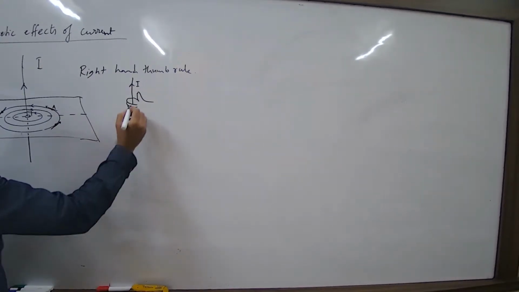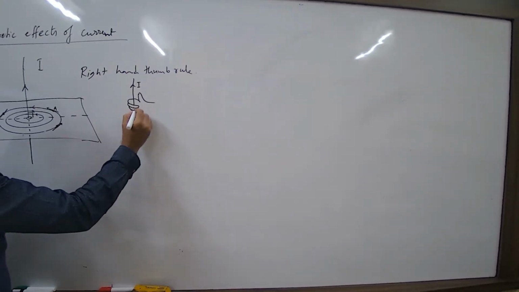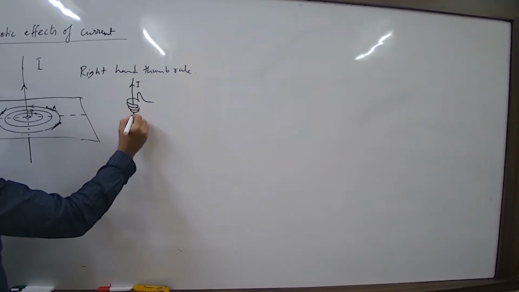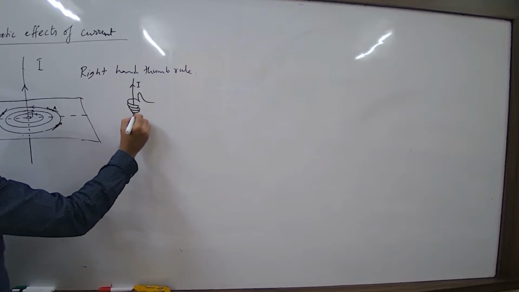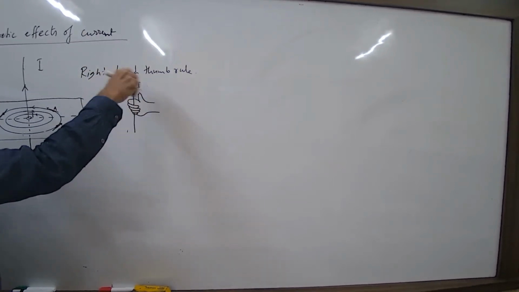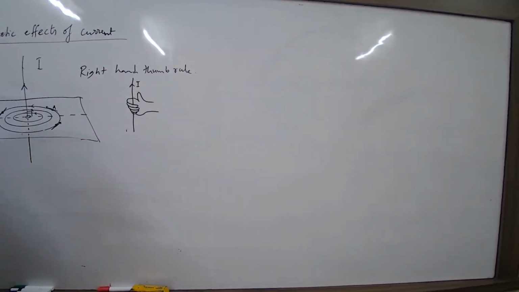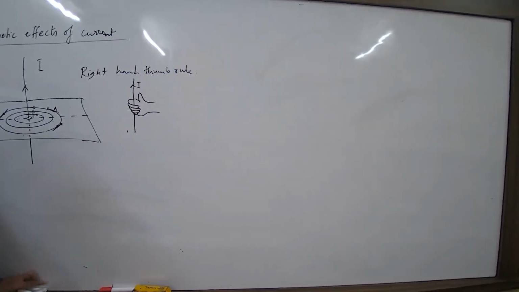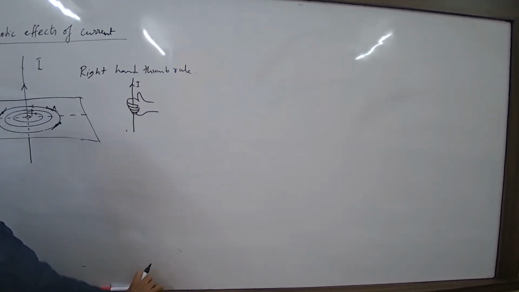So what have we done? The fingers are curled around the wire. Then the magnetic field is in the direction of the curled fingers. That's how it is. This was our right hand thumb rule.